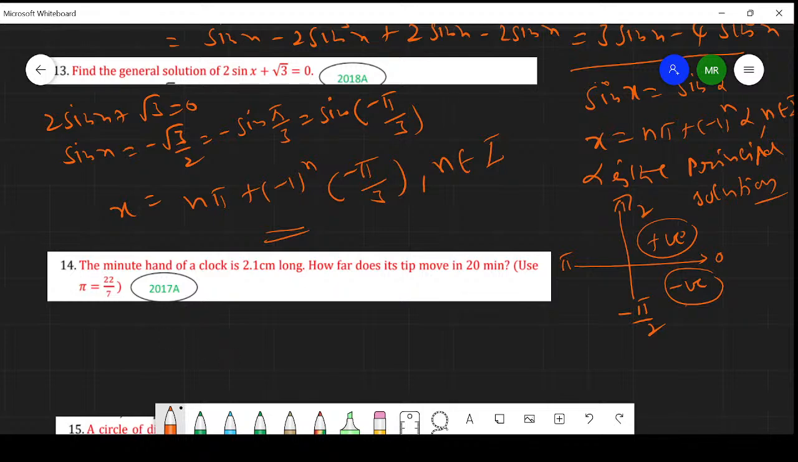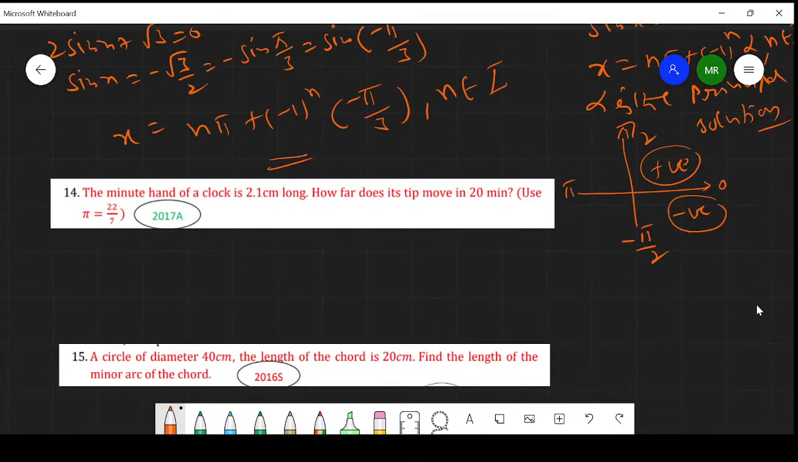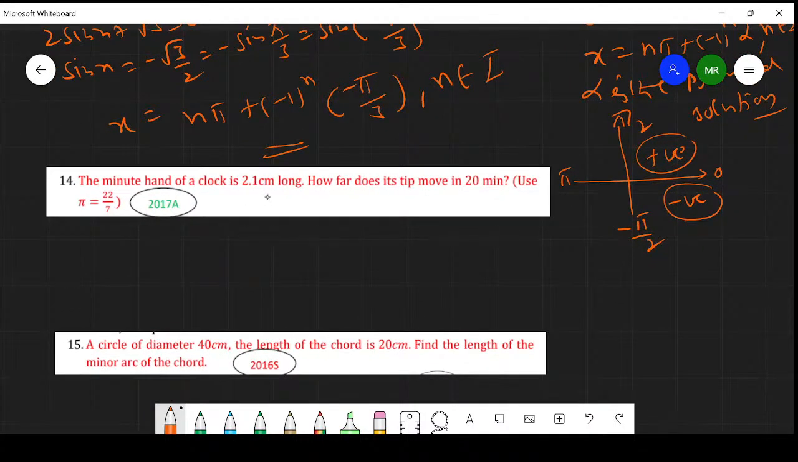Now see the 14th one. The minute hand of a clock is 2.1 centimeter long. How far does its tip move in 20 minutes? Use pi is equal to 22 by 7. The given minute hand of a clock: when they are talking about the minute hand, in the clock they mean the minute hand, and that length you can consider.